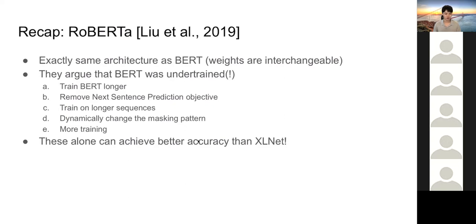They trained on longer sequences. They dynamically changed the masking pattern during training, which is weird. I don't know why BERT didn't do that initially. They actually hard coded this into the TF record if you look into the original BERT code. And they did more training. They were saying that these changes alone can achieve better accuracy than XLNet. Although XLNet, when they were publishing their paper at NeurIPS, argued they had better performance on some datasets, I think it seems to be true that RoBERTa was as good as XLNet.